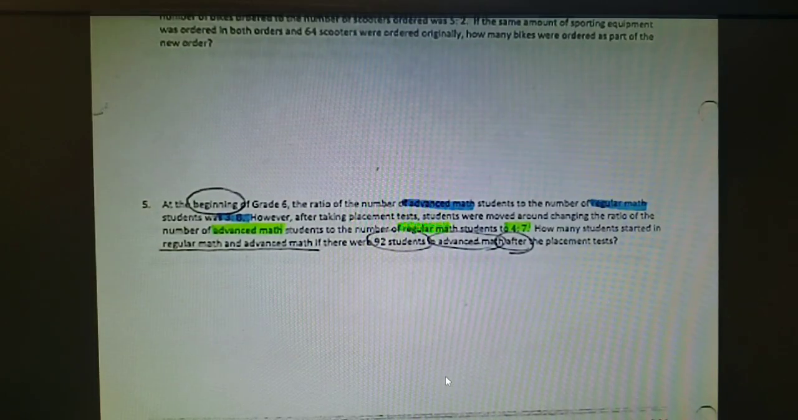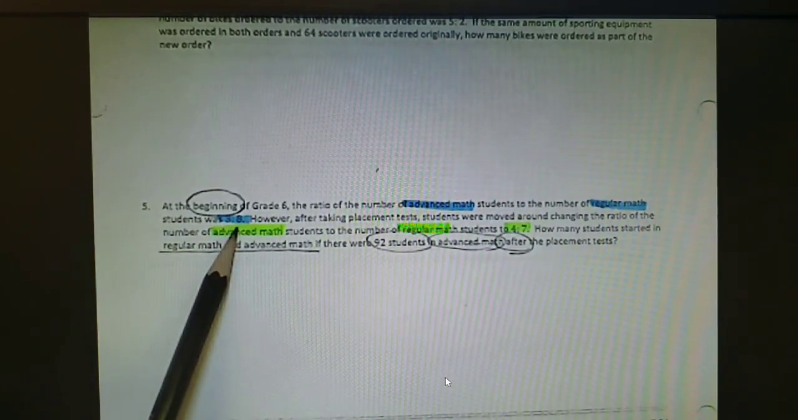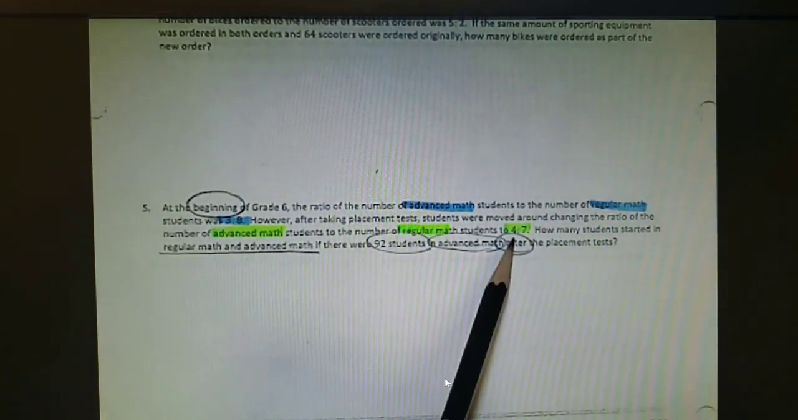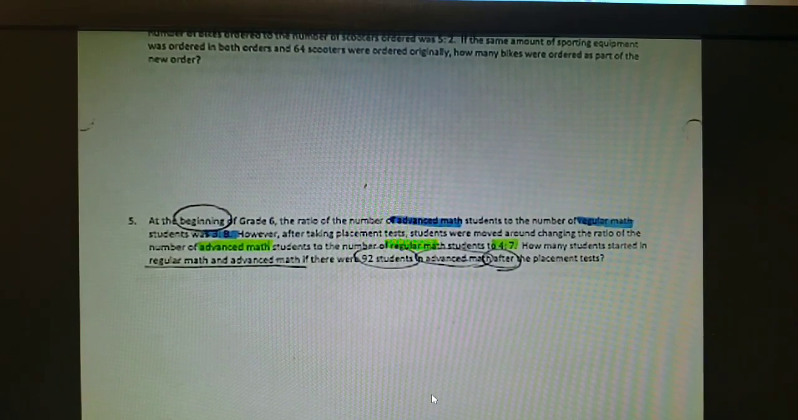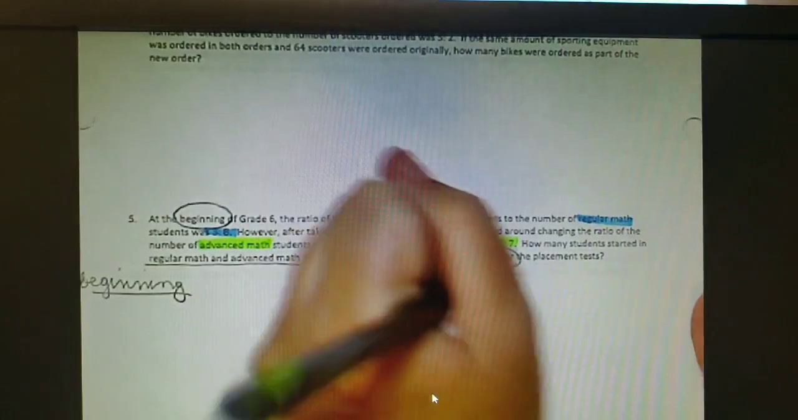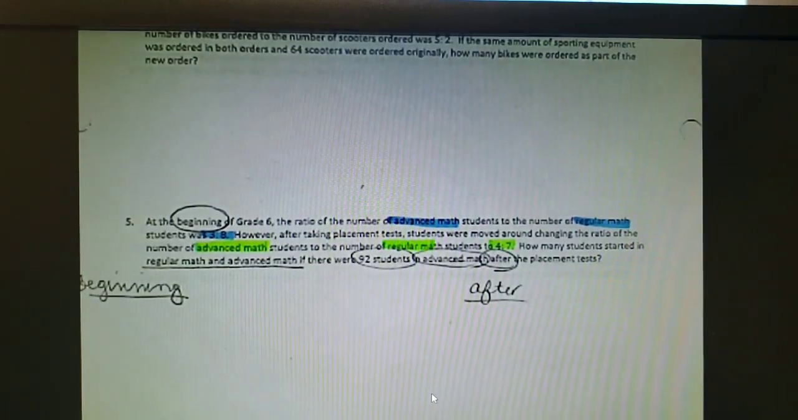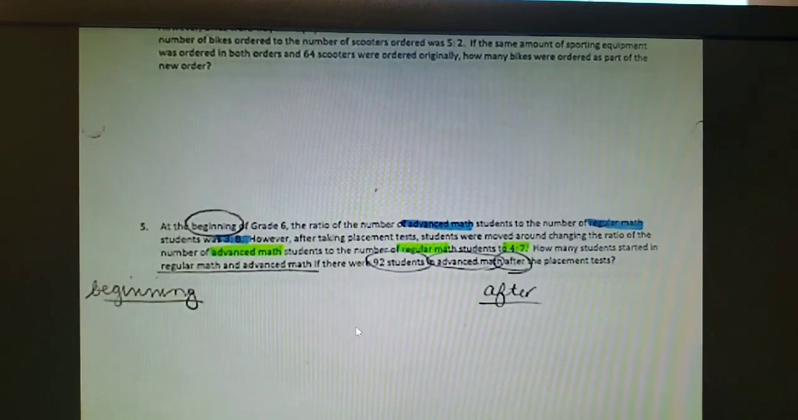All right, so we are going to compare. One thing to make sure of with the comparison: this is a 3 to 8, which would be a total of 11. This is 4 to 7, which is a total of 11. For us to be able to compare them both, that total number still has to be the same. We can have different ratios, but we need that total to be equivalent. So we have the beginning, so we're just going to write beginning, and then we have after. Give yourself some type of label, beginning, after, first, second, something that can help you organize better.